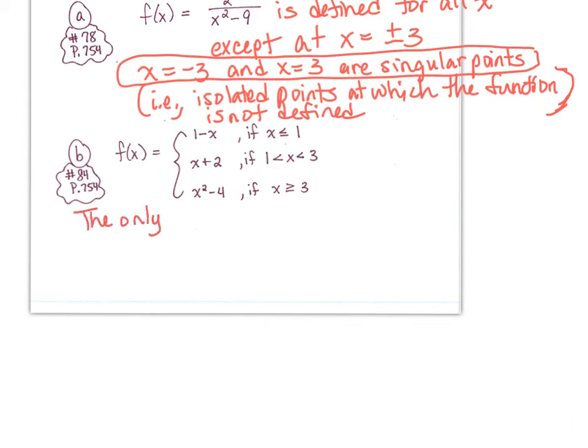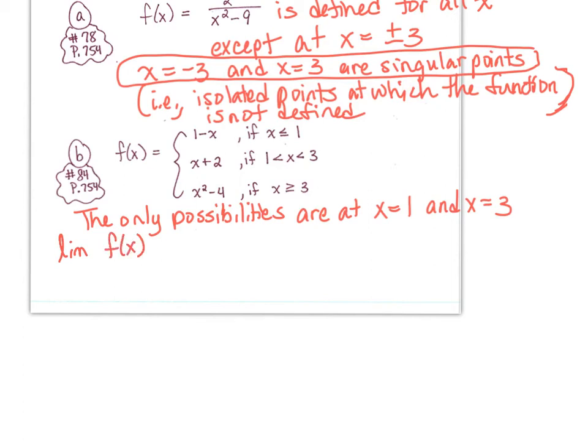So note that the only possibilities are at x equals 1 and x equals 3. Those are the only possibilities. So when you have a piecewise defined function, you have to pay attention to these values because they give you your only possibilities for your singular points or your points of discontinuity. So now we have to make sure we check the left and right hand limits at those values to see if the limit exists. So we have the limit of f of x as x approaches 1 from the left, and then we need to look at the limit of f of x as x approaches 1 from the right.